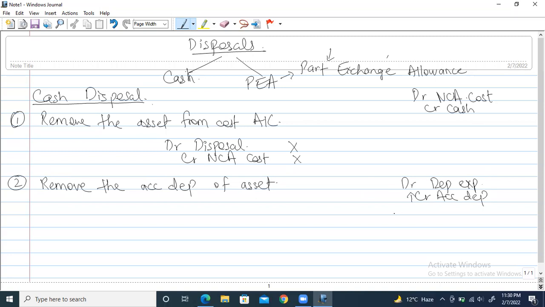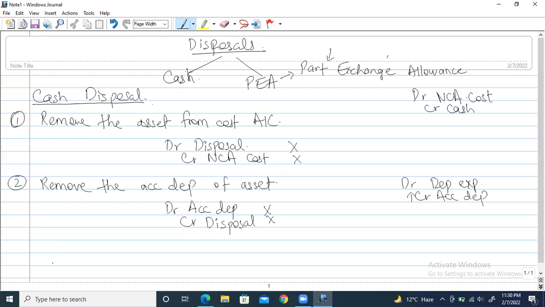So if it is increased on credit, we have to remove it now. So obviously we will debit accumulated depreciation over here, and on the other side we'll credit disposal, because we'll take basically all the items of the disposal into a separate account, which is called the disposal account.